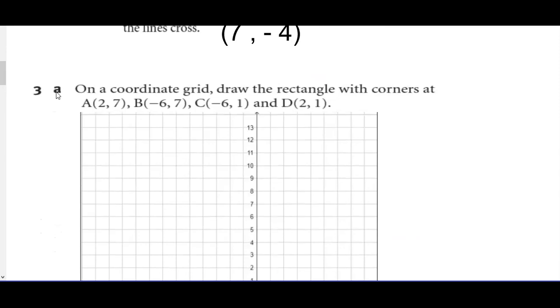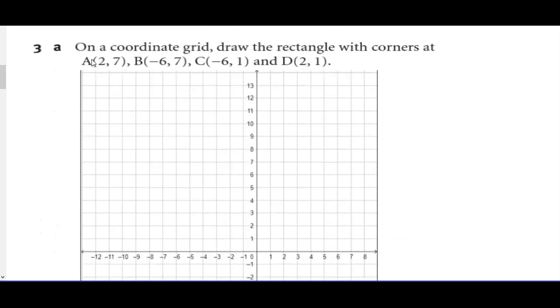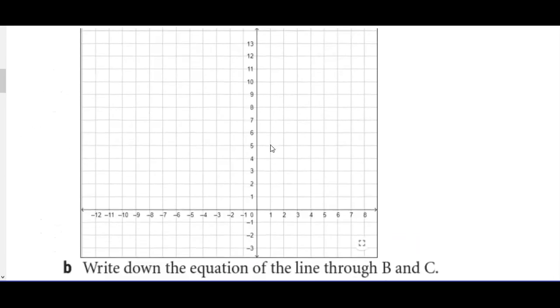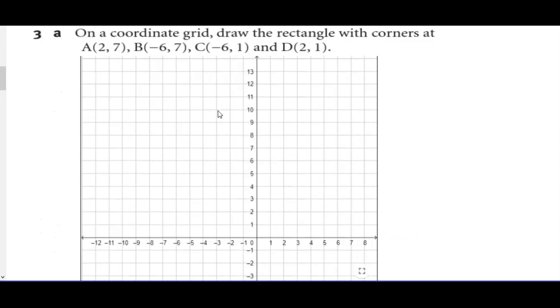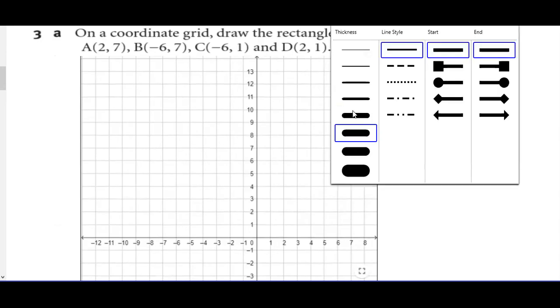So we have question number 3 from the textbook, which says, on a coordinate grid, on this graph paper here, draw the rectangle with corners at A (2,7), B (-6,7), C (-6,1), D (2,1). You have to plot these points on the graph paper. So I've got my coordinate grid here where I'm going to show the points. We have the coordinates 2,7.